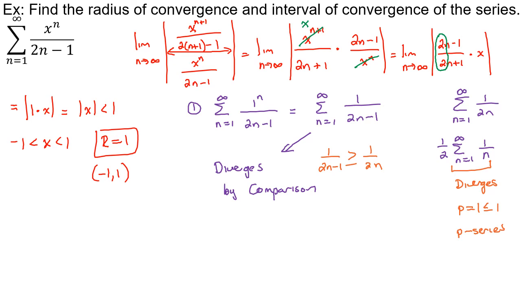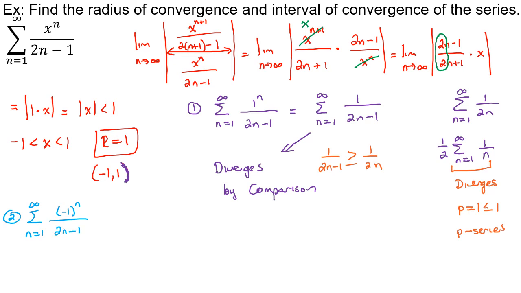So the right-hand side, I should have a parenthesis on it. Let's check the other side. If I do the summation from n equals 1 to infinity and plug the -1 in, I'll have -1 to the n over 2n minus 1.